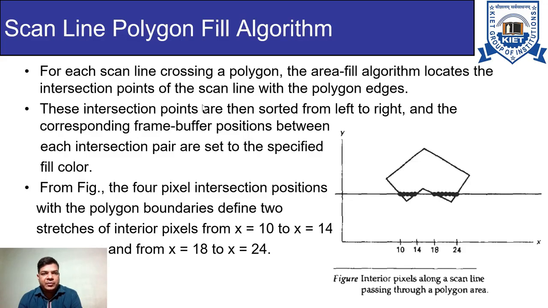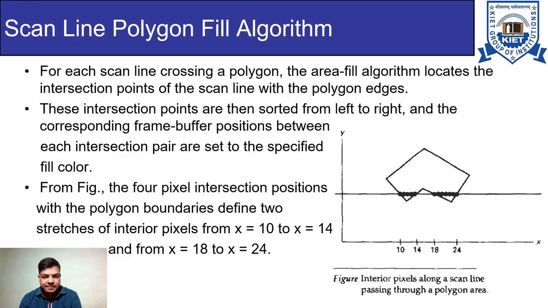Now these intersection points are sorted from left to right, and the corresponding frame buffer positions between each intersection pair are set to the specified fill color. So we have to find the intersection pairs, and between those pairs where the area is inside the polygon boundary, we have to activate all those pixels. Certainly if I am activating all those pixels which are lying inside this polygon, then I can say that I have filled this polygon.